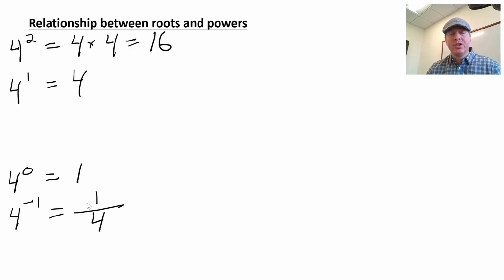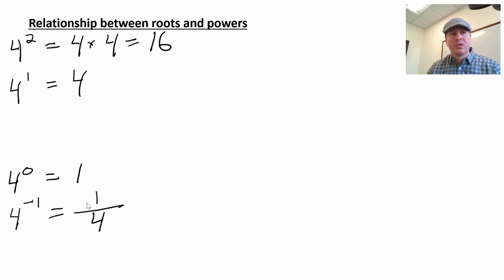Let's talk about the relationship between roots and powers, roots and exponents. So I've written a few examples here of exponents. Of course, 4 to the 1 is just 4 itself. 4 squared, we know what that is. That's 4 times 4, it's 16. 4 to the 0, anything to the 0 is 1, except 0 to the 0. That's undefined, but that's not important. And negative exponents, what's 4 to the negative 1? Well, it's 1 over 4 to the positive 1. It's just 1 over 4. Okay, all well and good.